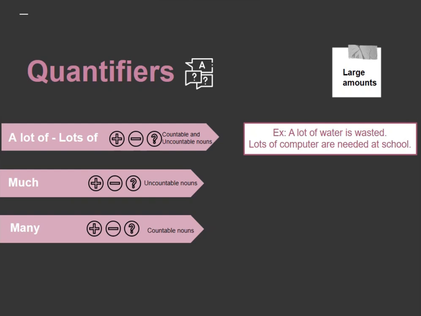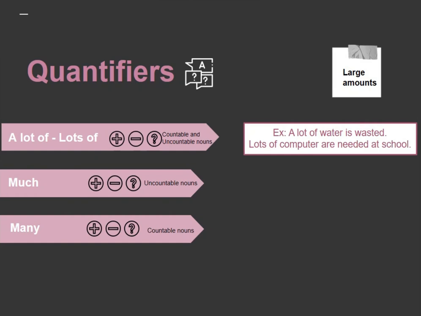Computers. Can I count the computers? Yes, I can count them. So they are countable, and I used lots of here. So a lot of and lots of are used for countable and uncountable nouns. And we talked about much and many. Much is used to express uncountable nouns. Many is used to express countable nouns. So these three words are to express the large amounts.